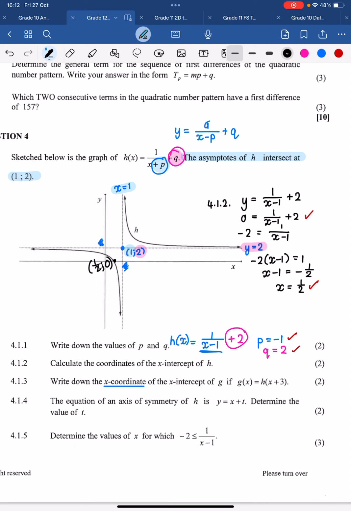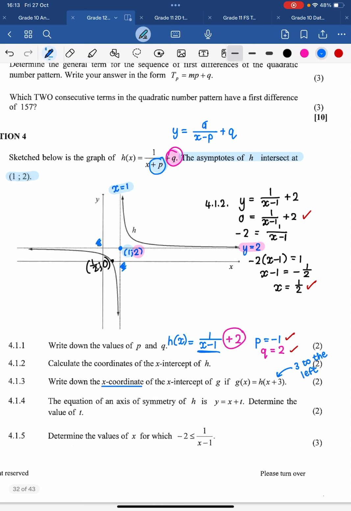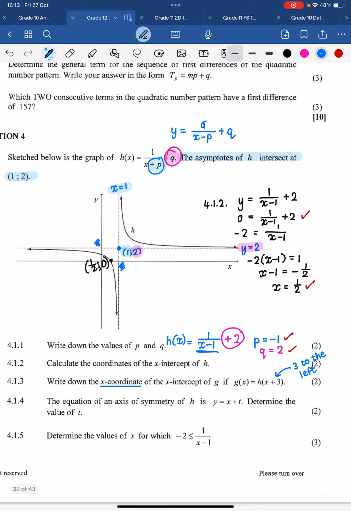Now, guys, if you have an x plus 3, we actually need to think of the shift that's happening here, right? This x plus 3 is actually a shift of 3 to the left. A lot of people get confused with this. Remember, in your x bracket, the direction of the shift is always opposite to the sign of the number in that bracket. So x plus 3 means that we're moving 3 units to the left.